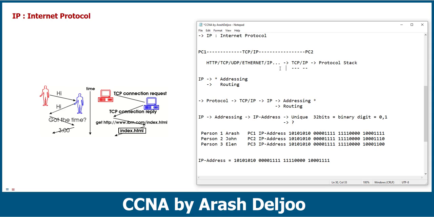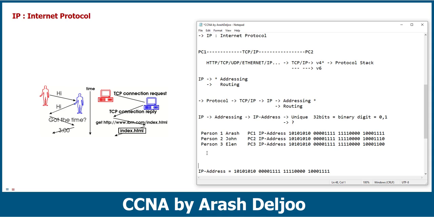Before starting the conversation about the IP address, let me emphasize that TCP/IP has two versions. Maybe you know about this: version 4, and in recent days, version 6. This time, I'm going to talk about only version 4. Version 4 has some differences with version 6. We will talk about version 6 later. TCP/IP has two versions, version 4 and version 6. In version 4, we are using IPv4, and in version 6, we are using IPv6 for addressing and routing.